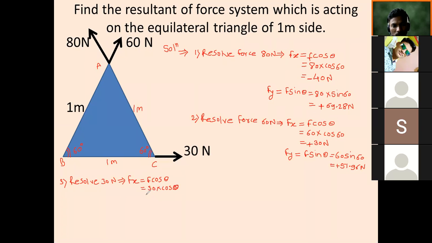30 into cos 0 is 30. Now the sign, plus or minus: where is it going, positive x-axis or negative x-axis? Positive x-axis.